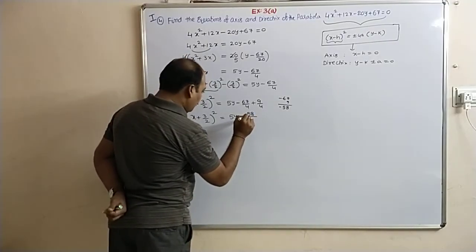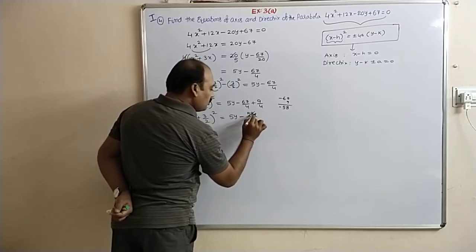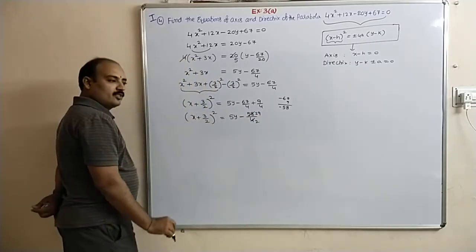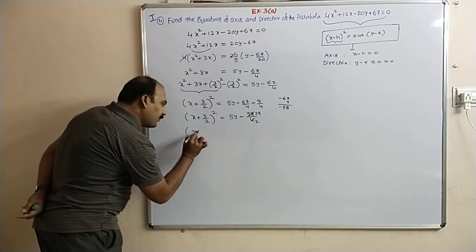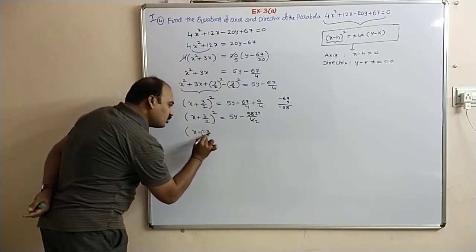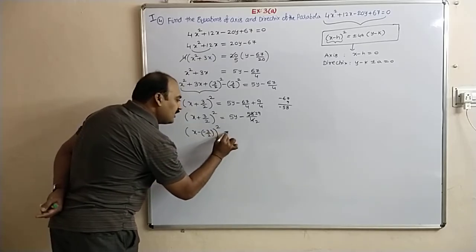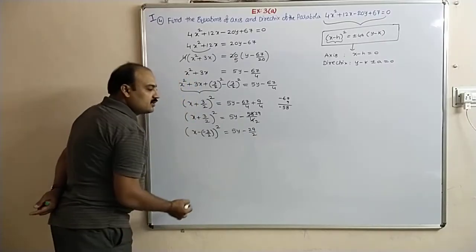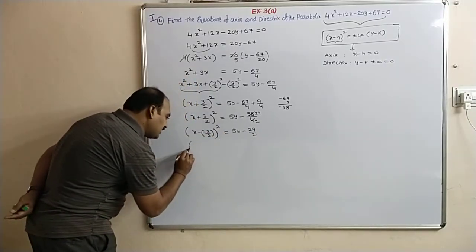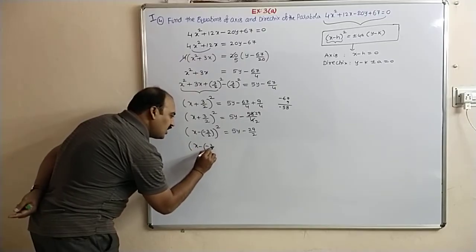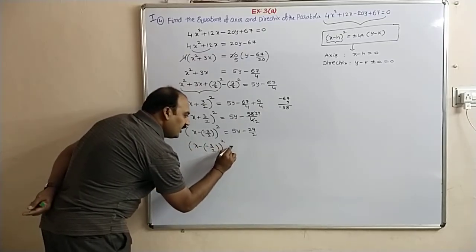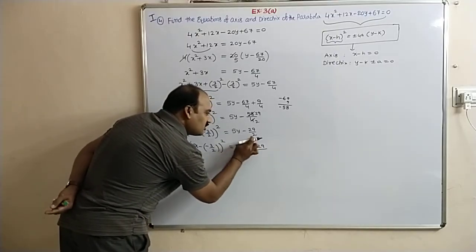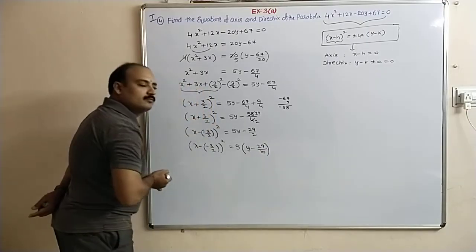So here, dividing by 2 throughout. It becomes x plus 3 by 2, which can be written as x minus of minus 3 by 2 whole square, is equal to 5y minus 29 by 2. Still, take 5 common here: x minus of minus 3 by 2 whole square is equal to 5 into y minus 29 by, here also 5 will come, 5 2s are 10.